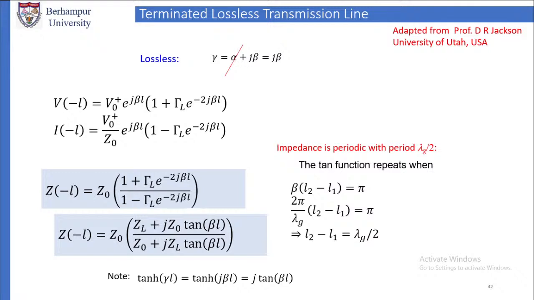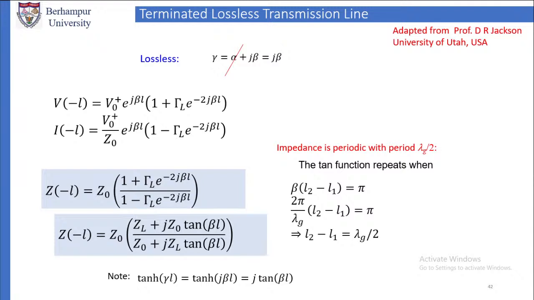Similarly, we found out earlier what the current is. So the current at the same point, at a distance L from the load, with the load being the reference point, will be V0 plus by Z0 exponential j beta L, whole into two terms. The first term is 1 minus capital gamma subscript L, the reflection coefficient, exponential minus 2 j beta L.